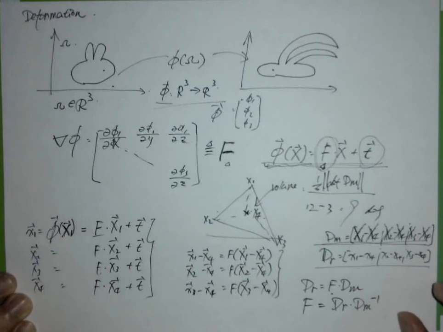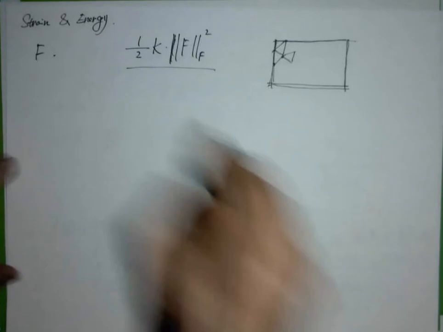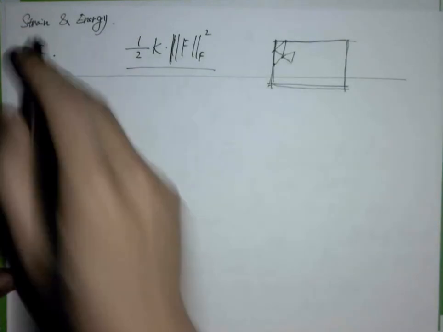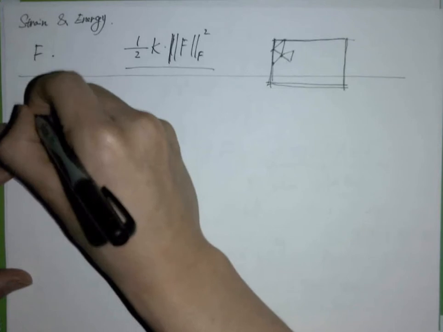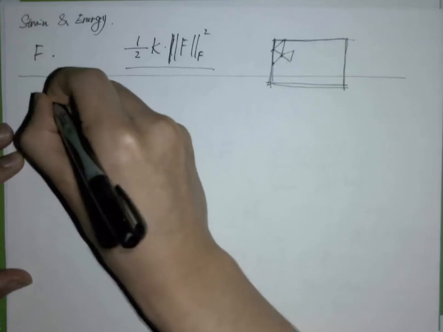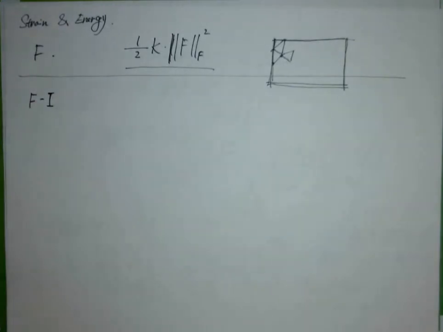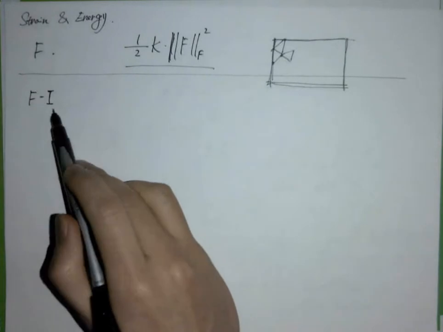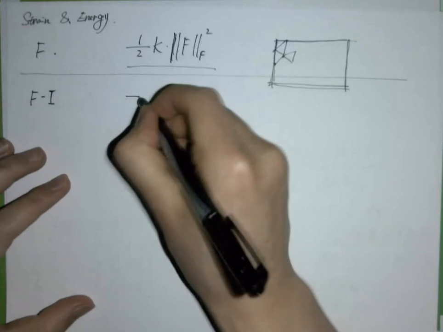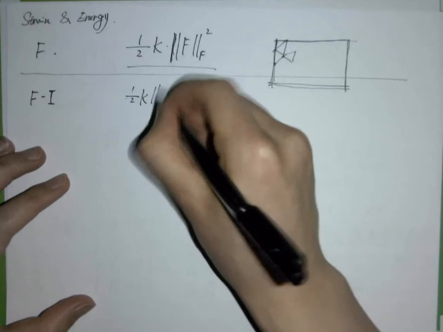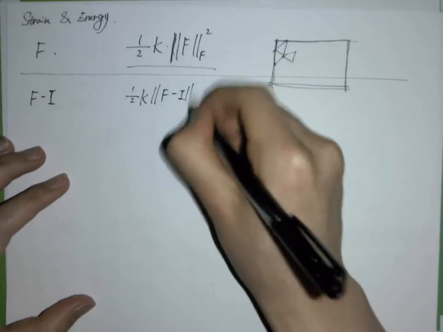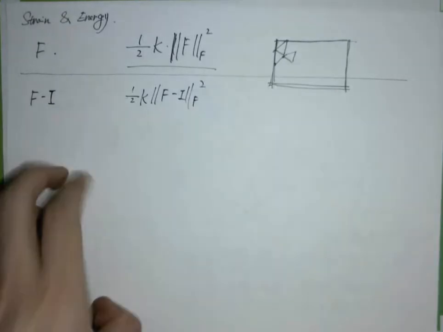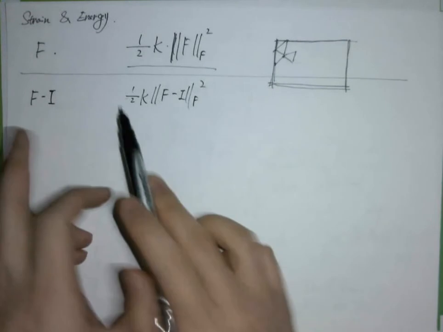So one really naive guess of how to measure the strain is to say that I want to use F minus identity as the measurement of the strain. So that the further it deviates from identity, the larger the energy, something like 1/2 of k times the Frobenius norm of F minus identity squared. So the larger the energy it will become the more I deviate from the identity.